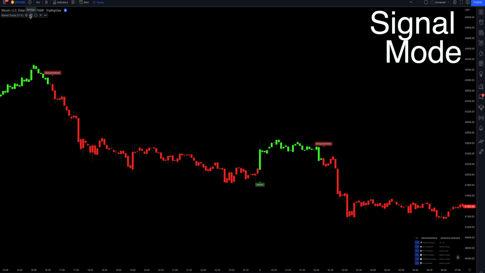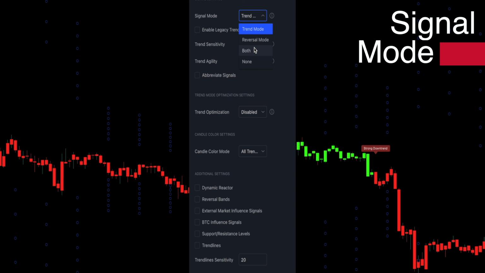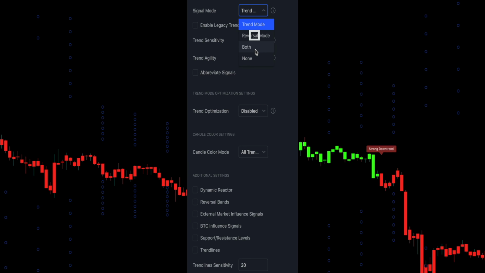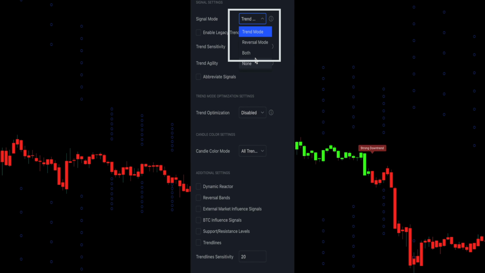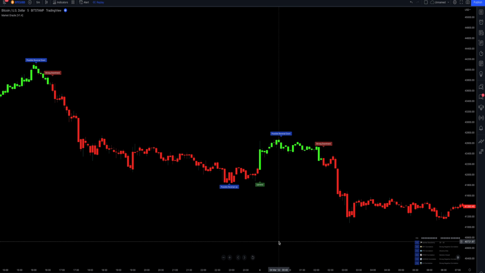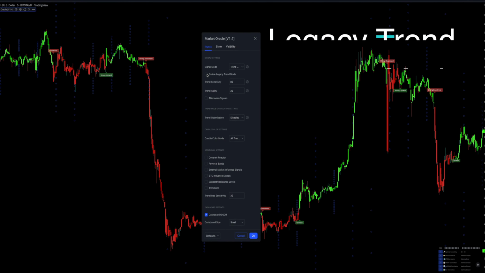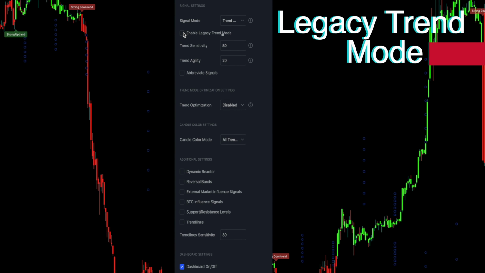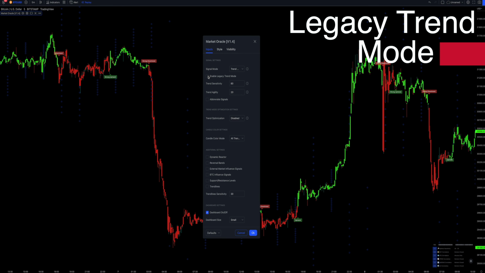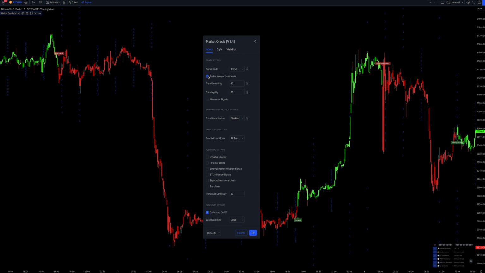Signal mode. As you can see, there are 3 different settings, and depending on your strategy, you will choose between trend, reversal, or both enabled at once. I personally like to have both activated as it gives me more levels of confluence before entering my trades. We have 2 trend mode algorithms that perform different calculations in the background, but accomplish the same goal of finding established trends, so play around with each one to see which one fits your trading style better.